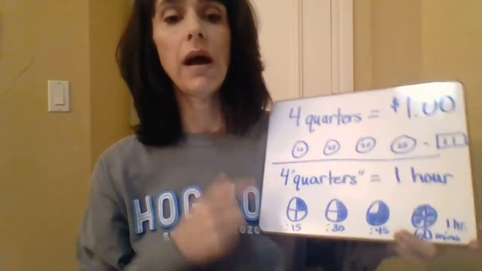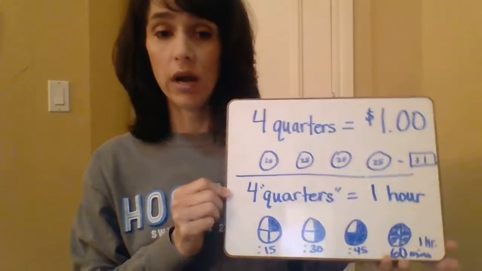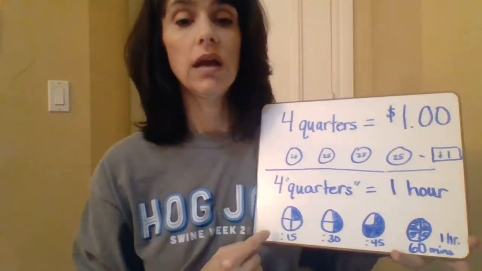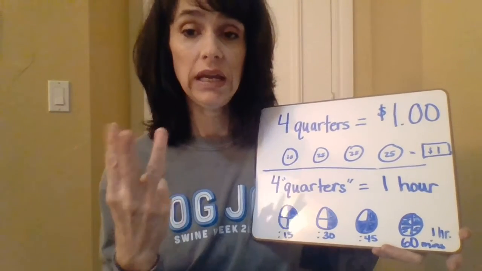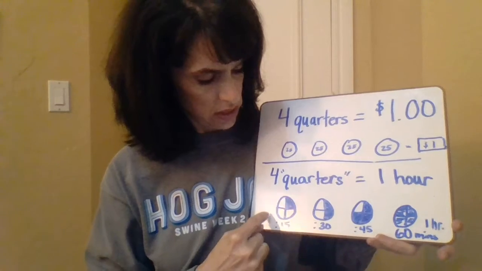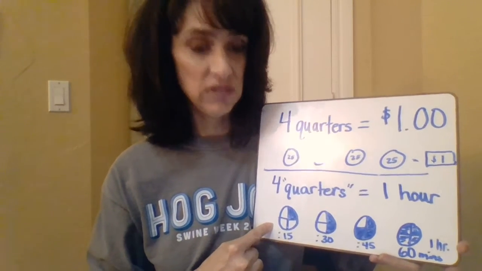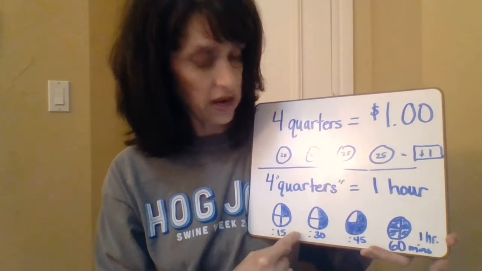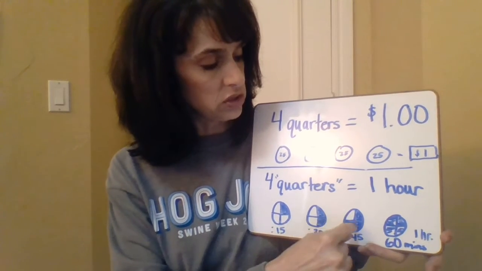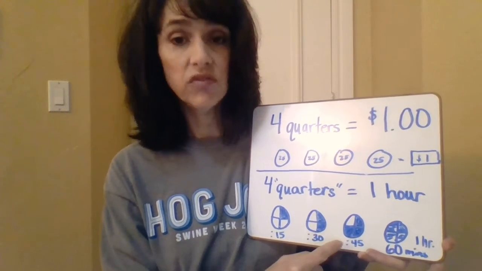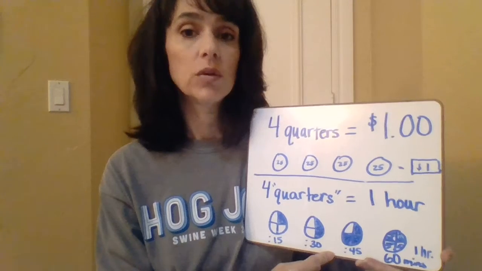Okay, we're going to talk about quarter hour again, but now we're talking about when it's been 3/4 of an hour. Here's 1/4 of an hour was 15 minutes. 2/4 of an hour is 30 minutes. 1, 2, 3/4 of an hour is 45 minutes. So that's what we're going to talk about today.